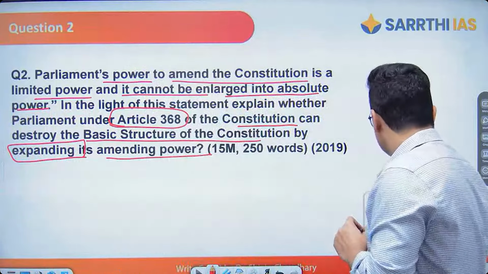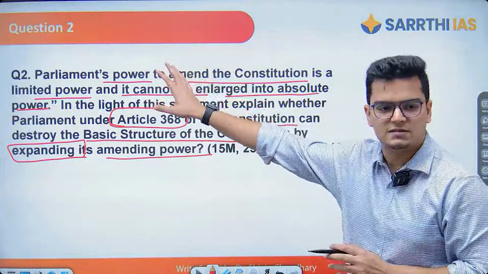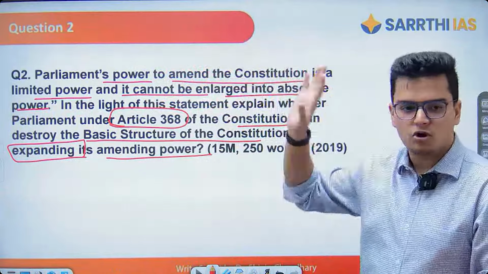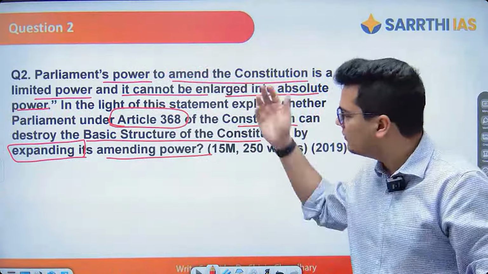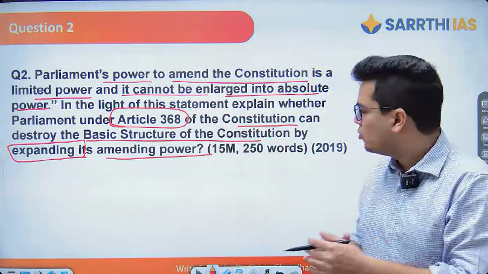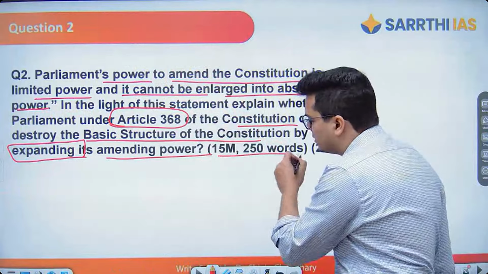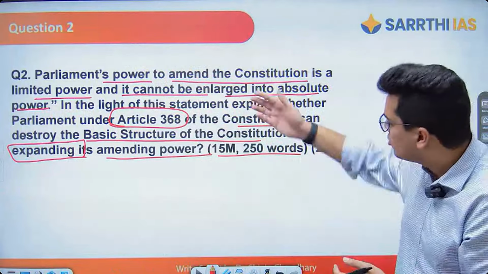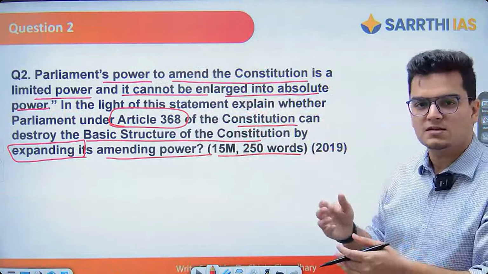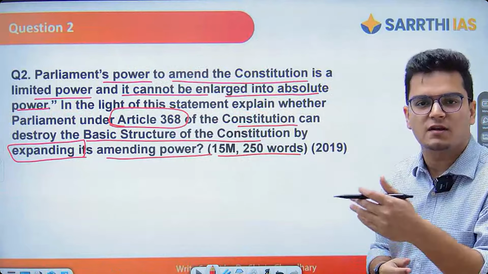Now, the challenge here is that we all know about this. We know Parliament cannot do it because of basic structure doctrine. They have also showed it. But to write a 15 marker on this, our ability has to be to break down the question into subparts so that we at least get points for relevant subparts.